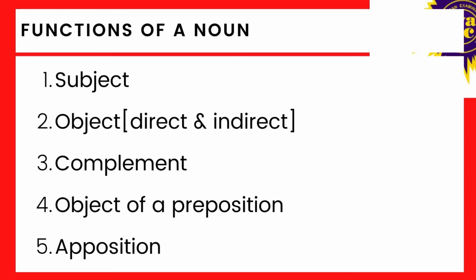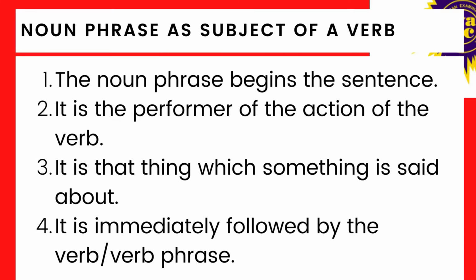When a noun phrase functions as a subject of a verb or a verb phrase, then the noun phrase begins the sentence. The noun phrase is the performer of the action of the verb. The noun phrase is said to be that thing which something is said about in a sentence. And again, the noun phrase is immediately followed by the verb or the verb phrase. These are four indications to tell us when a noun phrase is functioning as a subject of a verb in a sentence.